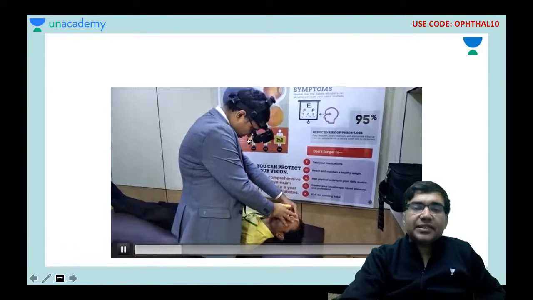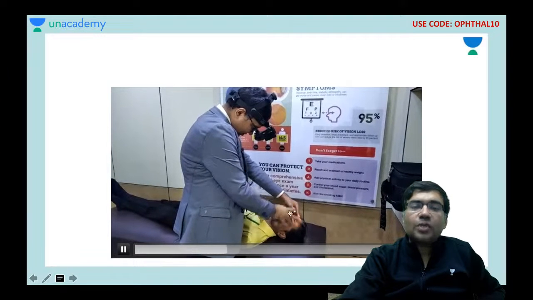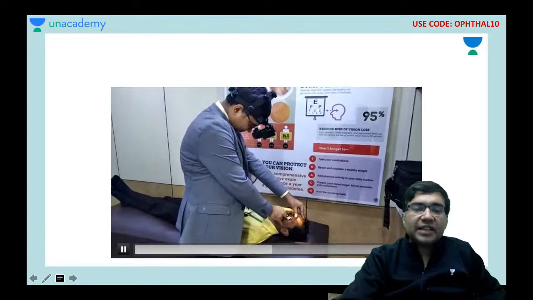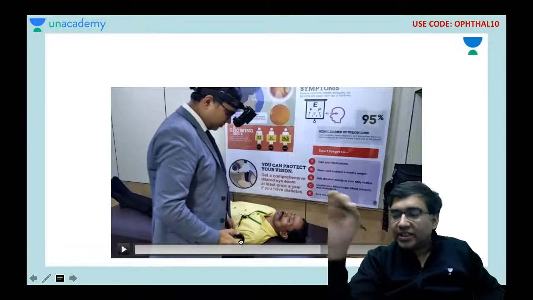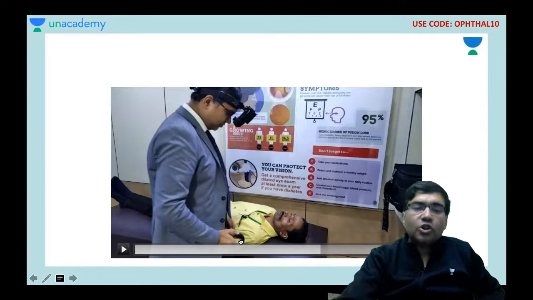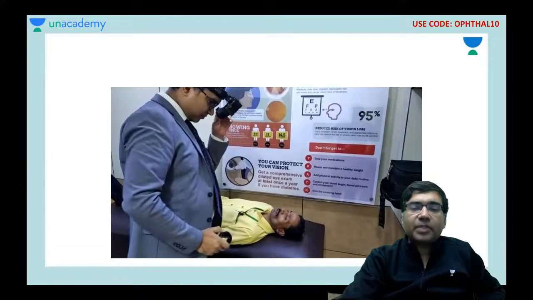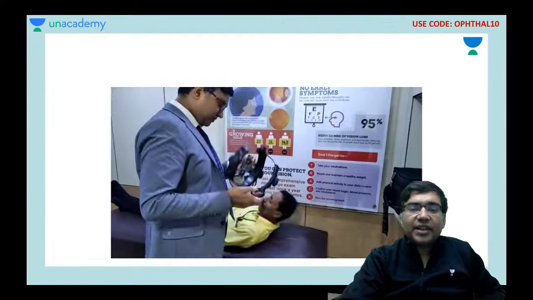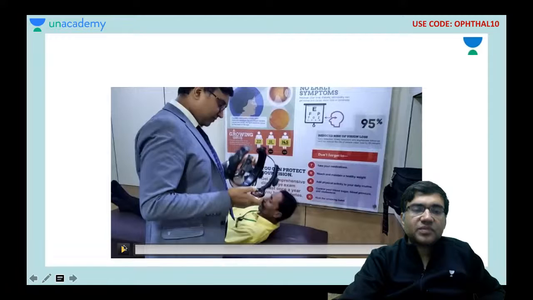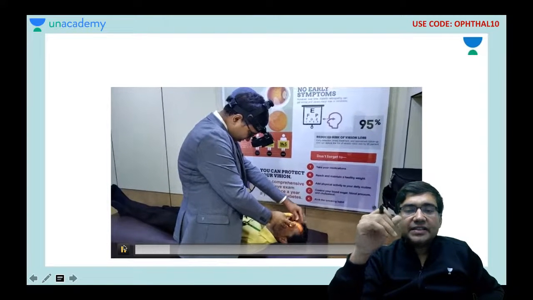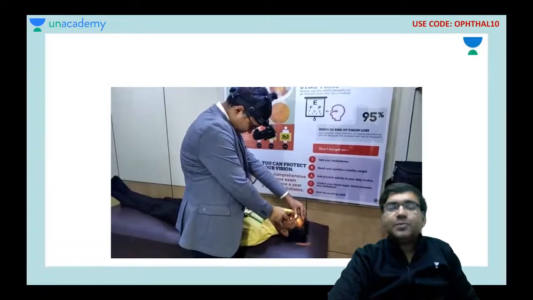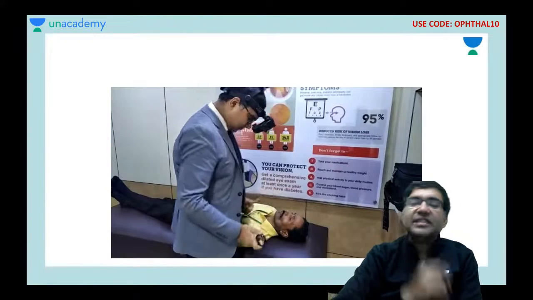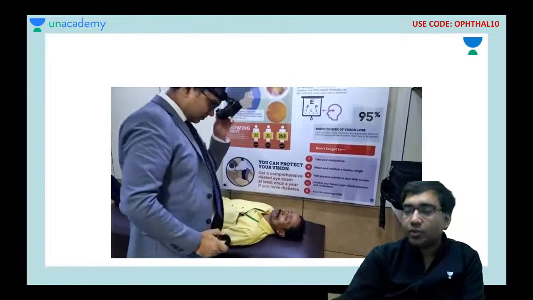This is my indirect ophthalmoscope and I am using a condensing lens. Can you see a condensing lens in my hand? So this condensing lens I am using to see the retina of the patient. Okay, I am just showing you it once again. They can ask you what is the procedure that is going on. The procedure going on in this patient is indirect ophthalmoscopy.